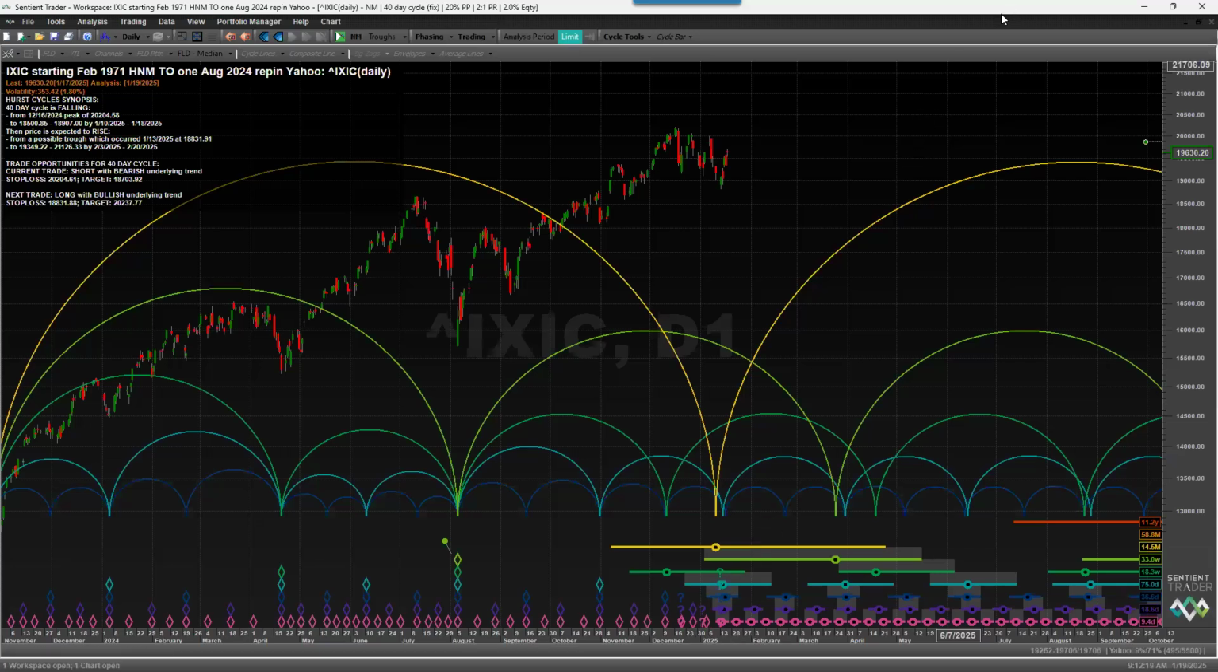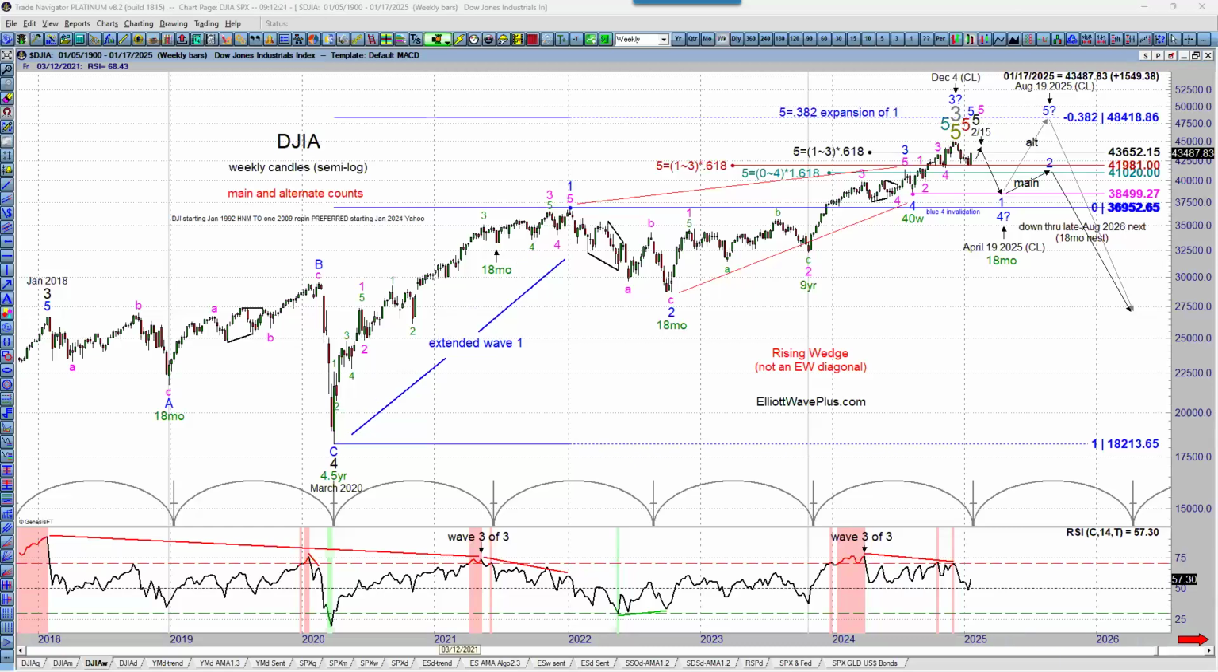Why am I showing this to you? I'm showing it to you because I wanted you to be aware that this alternate count that I am showing, where we still haven't seen the top on Grand Supercycle Wave 3, is legitimate. It's something that should be considered.